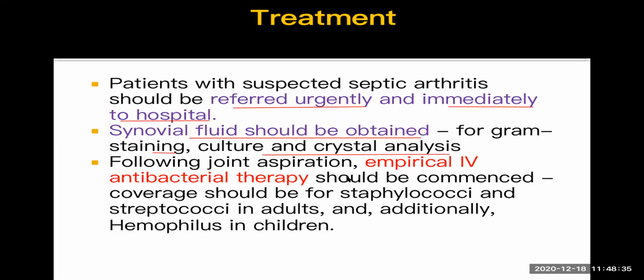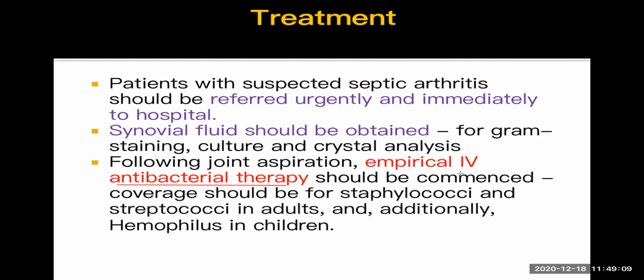This is considered a part of management itself because it is so important for the proper diagnosis. Following the joint aspiration, we start empirical IV antibiotic. Now we all know which antibiotics are those, isn't it? So which antibiotics you want to prefer here? The anti-staphylococcal antibiotics. Asked this question so many times. Flucloxacillin, cloxacillin, nafcillin, or even fusidic acid can be provided.